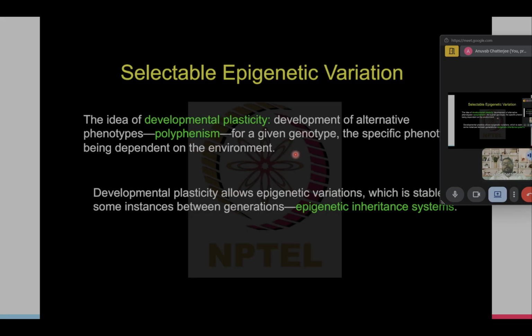So there is this idea of developmental plasticity, which says that development of alternate phenotypes or polyphenism can occur with the same genotype or the same DNA sequence, with the specific phenotype being dependent on the environment. Since such changes in development do not occur due to changes in the DNA sequence itself, it is called epigenetic variation. So developmental plasticity allows for epigenetic variations, which are stable in some instances between generations. So these epigenetic changes can be inherited, and these are known as epigenetic inheritance systems.